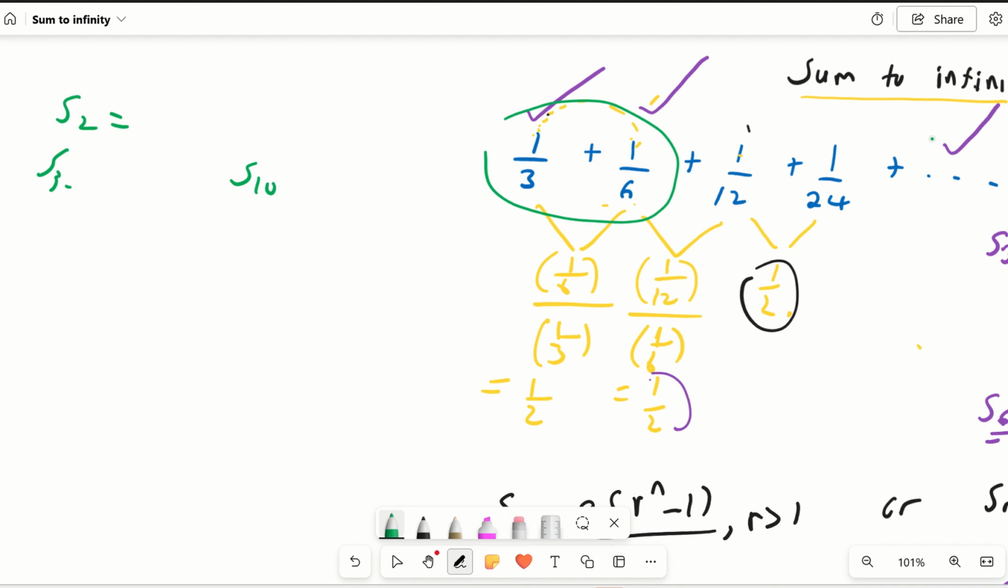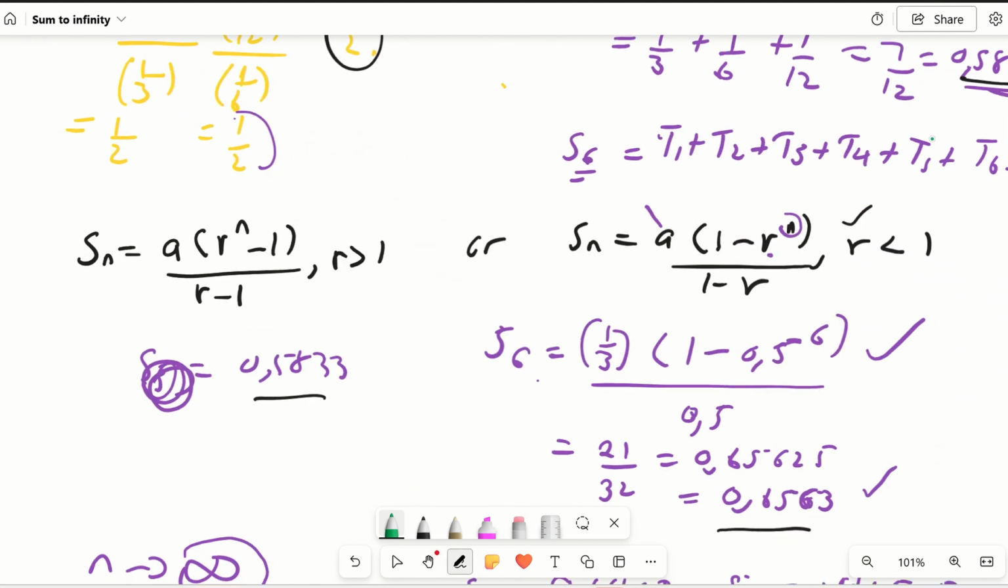What is S10, for example? You're then gonna use the formula, right? The relevant formula for the sum of a geometric series, depending on the value of R. If R is greater than 1, you know which formula to use. If R is less than 1, you know which formula to use, right? If they ask you S100, you do the same thing. You're gonna use this formula or that formula depending on what R is, right?